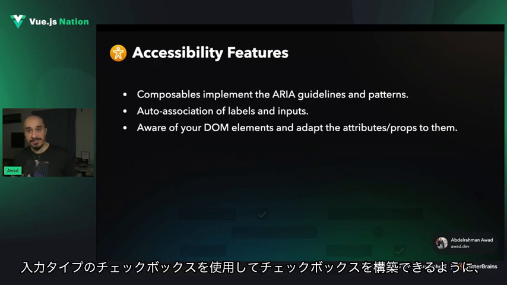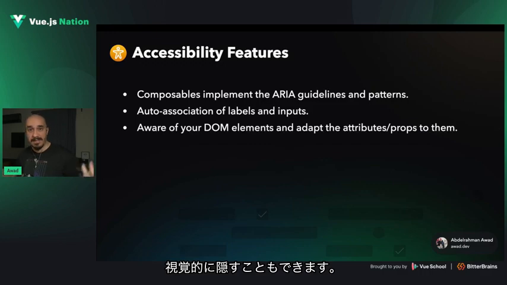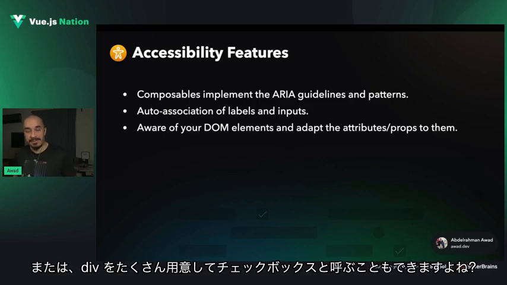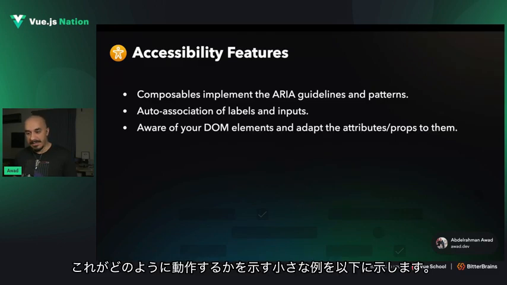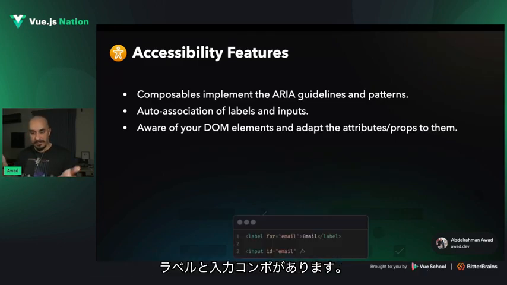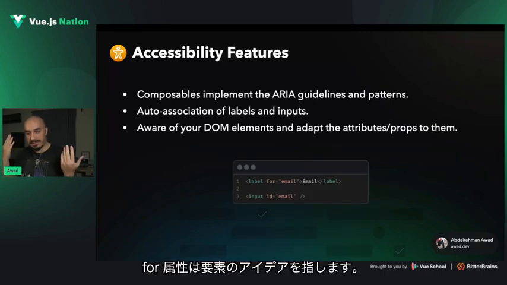Like you can build a checkbox with an input type checkbox or without it, right? You can make it visually hidden, or you can have a bunch of divs and call it a checkbox, right? So Formwork adapts to both these use cases. And here is a small example on how it works. So we have a label and an input combo. That's pretty typical, right? The for attribute points to the ID of the element.